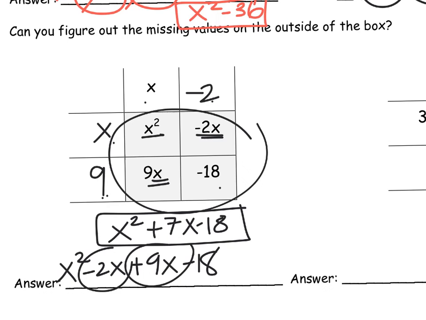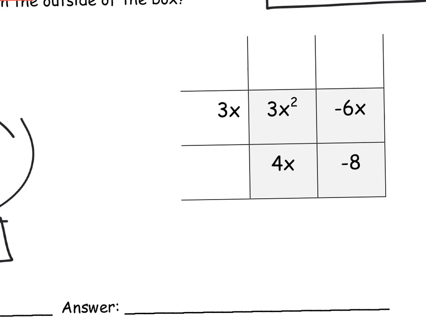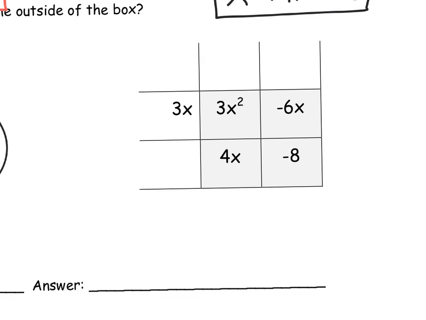All right, last one. I have a 3x. I need to get 3x squared. So I have the coefficient correct. I just need another copy of x. That's why an x goes here.